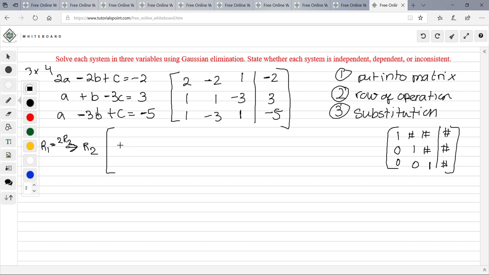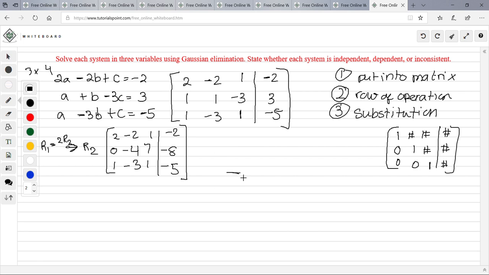So our new row 2 is going to be 0, negative 4, 7, and then negative 8. And row 1 and row 3 have not been touched, so it's going to be 2, negative 2, 1, negative 2, and 1, negative 3, 1, and negative 5. There are so many ways you could have done it. My way isn't the only one, but we'll eventually get the same answer.